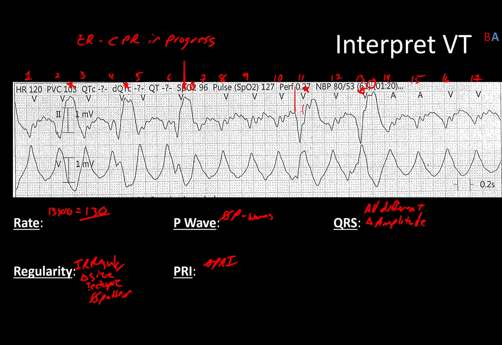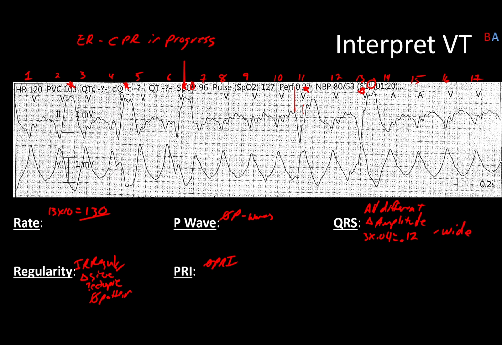Right here, that's 1, 2, 3. That's right at 12. So 3 times 0.04 equals 0.12. That's a little close to being wide. I have a real tough time making heads or tails of any of these other ones. But overall, I'm certain that they're wide.